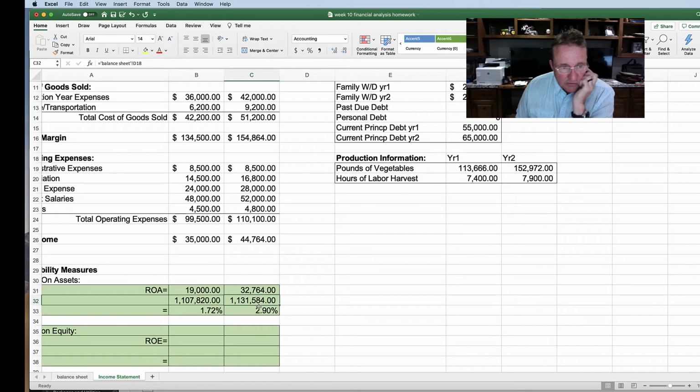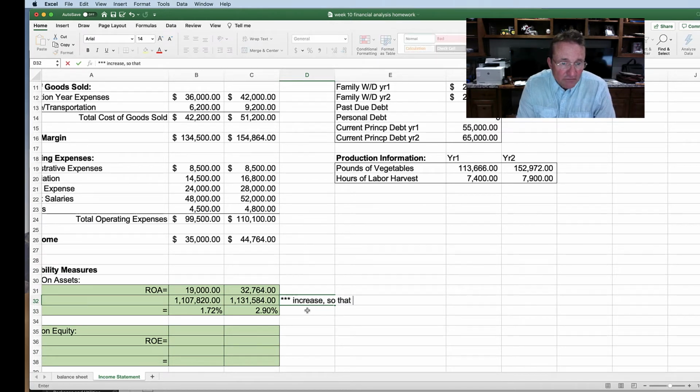Here's the answer, though: our assets went up. That's good. Our income went up. That's good. In fact, our return on assets went up. That's 2.9%. So, of course, you would like this to increase. So that's good.